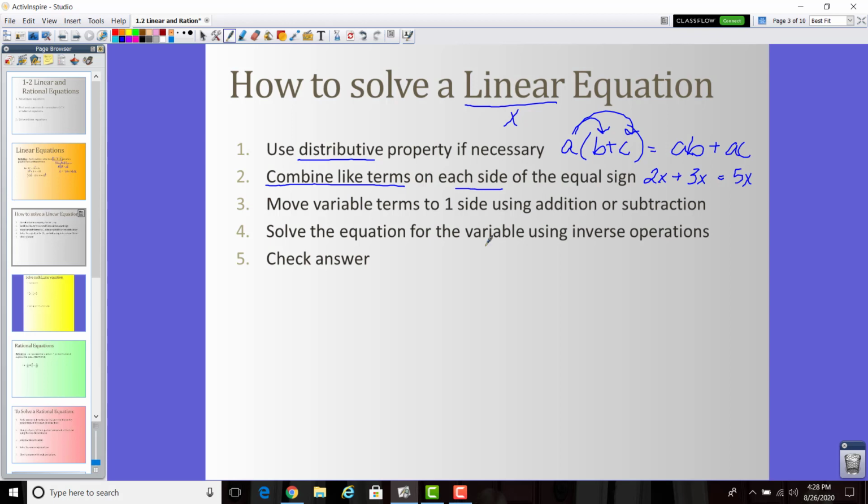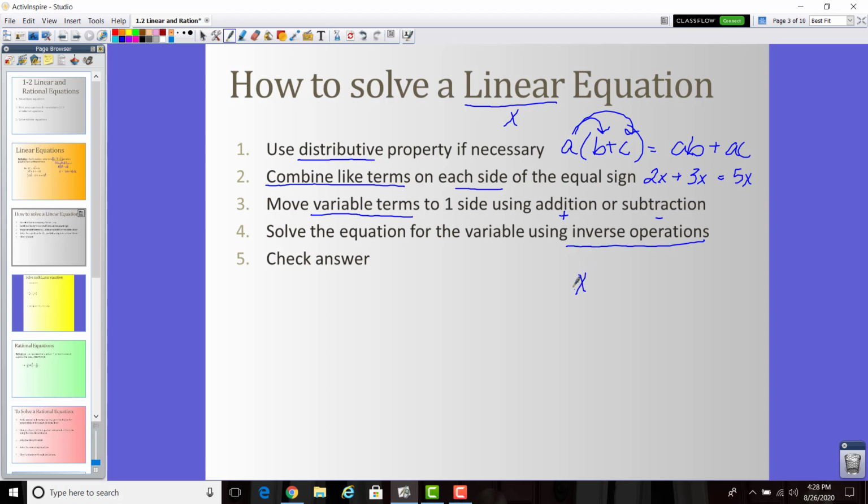So we want to make sure that all of our variable terms get together. You can move them to the left or to the right, but you will always be using either addition or subtraction to do that. If the term is positive on the right side, then you have to use subtraction, the opposite of it, to get it to the left side, and vice versa. We will then solve equations using inverse operations and check your answer.